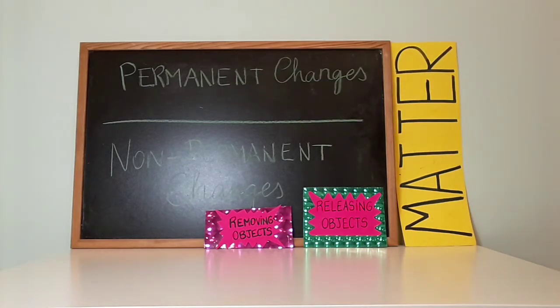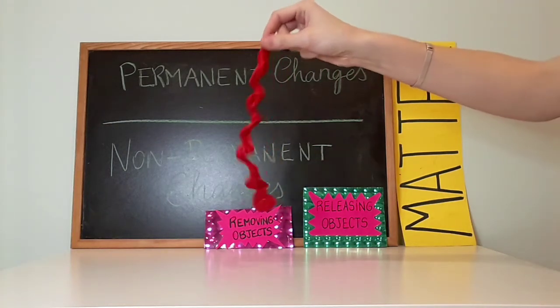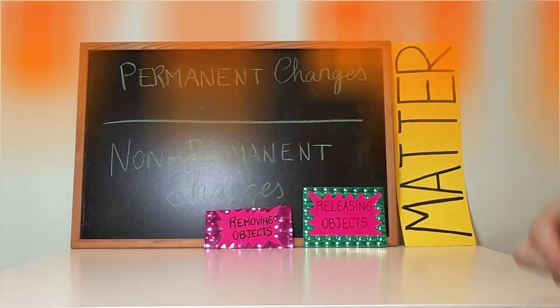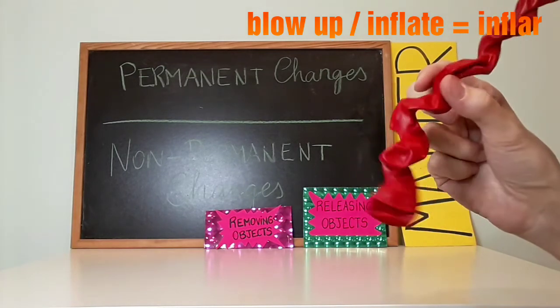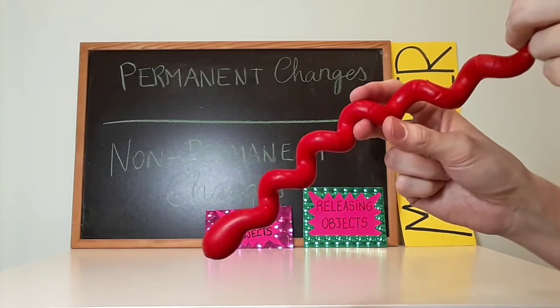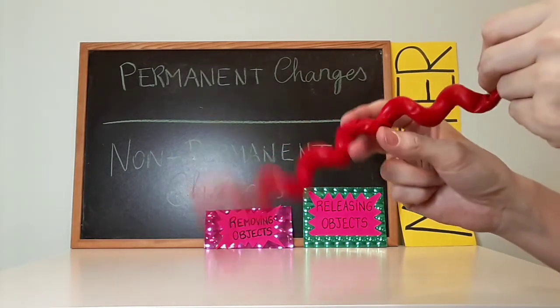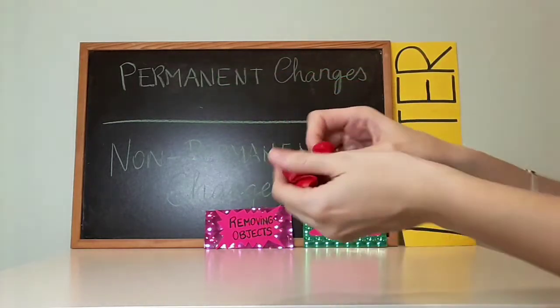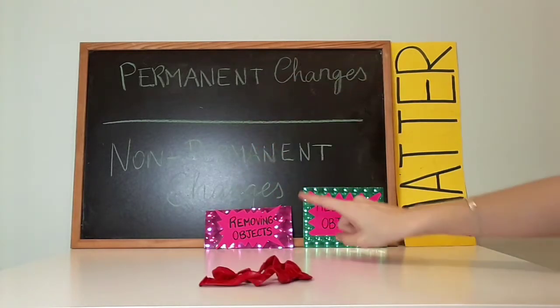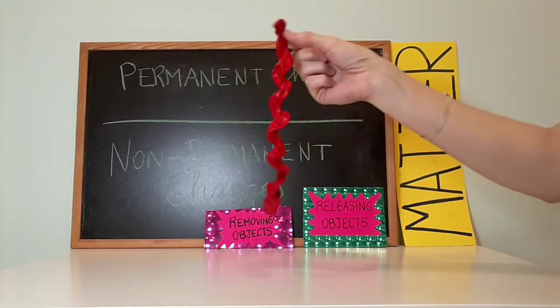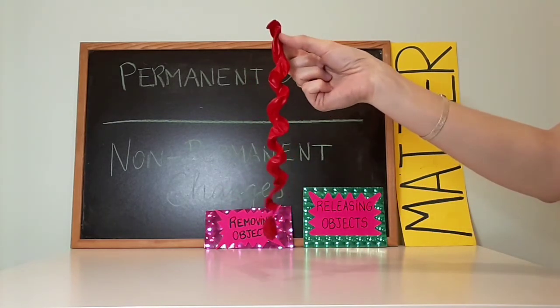So we can change the shape of a sponge or the shape of a balloon. Imagine that I am making a force by blowing up just a little bit. We can change the shape of this balloon temporarily, okay? If we release it, the balloon returns to its original shape.